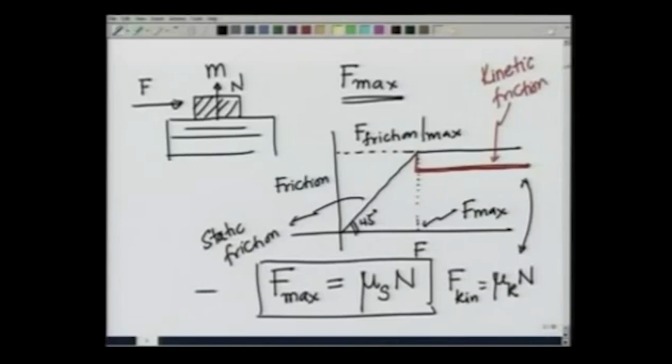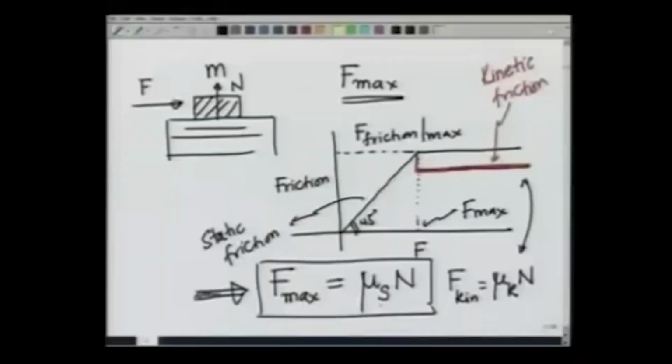Although we write this formula F max equal to mu s N, I again emphasize that this is the maximum possible value of friction. It is not that if I apply any force on a body, the friction value would be mu s N. It will be less than mu s N. As I keep increasing the force, the frictional force will also keep increasing until it reaches its maximum value, which is mu s times N.